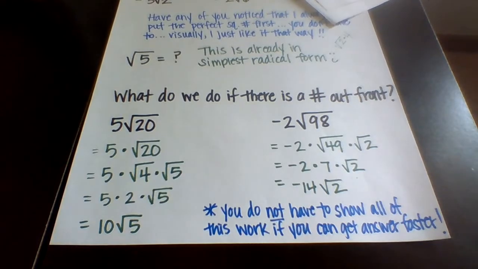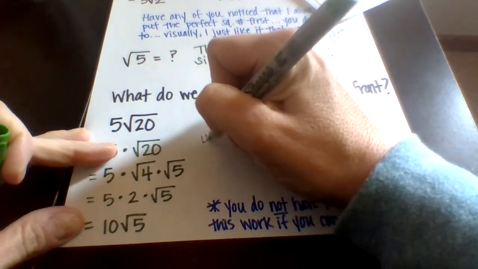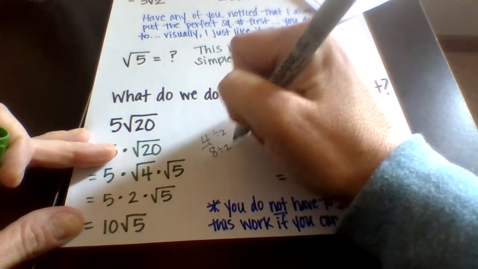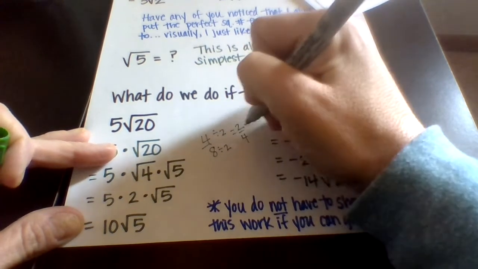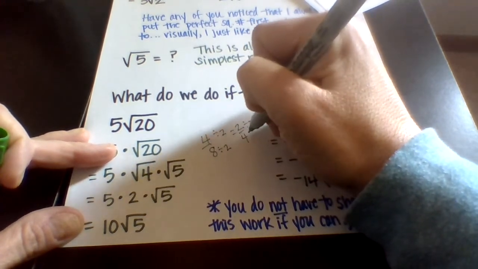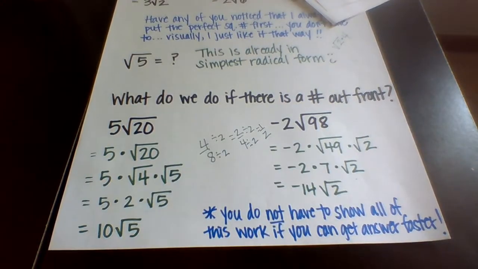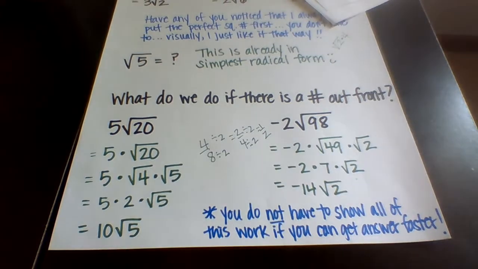Some of you are probably asking yourselves, do I have to show all that work? Some of you are probably saying this is easy. If I can just get it, can I just write out the answer? Yes, absolutely. So with 4/8, do you have to show me that you divide by 2 and divide by 2 to get to 2/4? Do you have to show me that you divide by 2 and divide by 2 to get to 1/2? No, you don't have to show me that work. If you can just do it from 4/8 to 1/2, then do it.